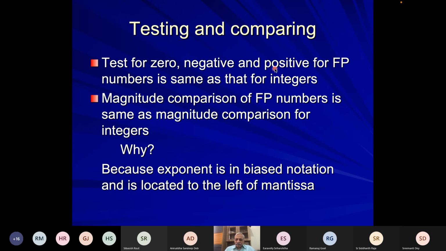If the exponent is larger, then we don't even have to look at the fraction part, and you can declare which number is larger than the other. If exponents are equal and signs are the same, then definitely the mantissa, or the F part, will determine which is larger or smaller. So it turns out that testing for 0, negative, positive, and unsigned comparison are the same as for integers. Okay, so that makes things convenient.